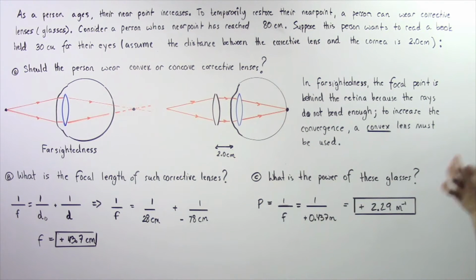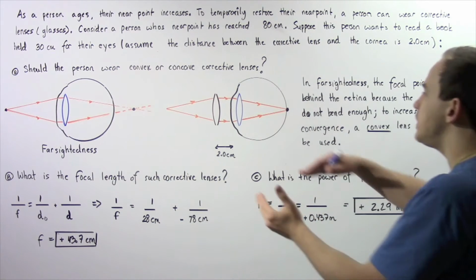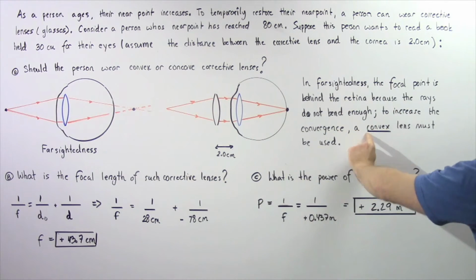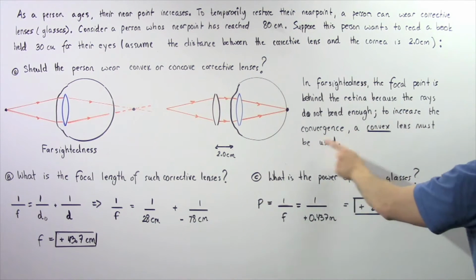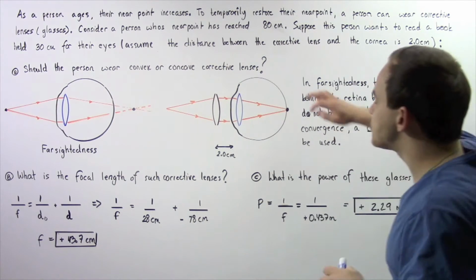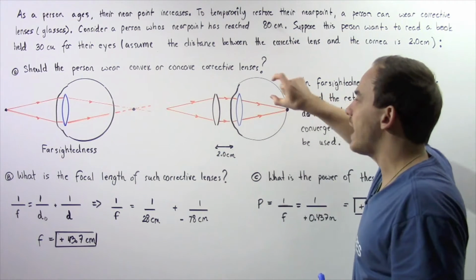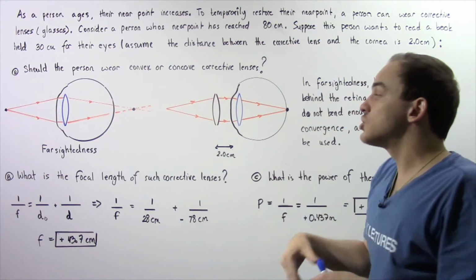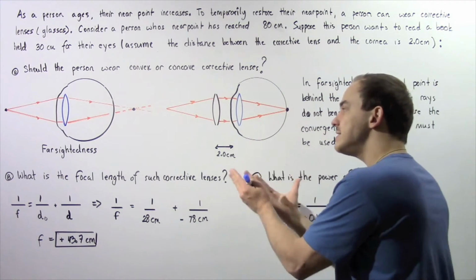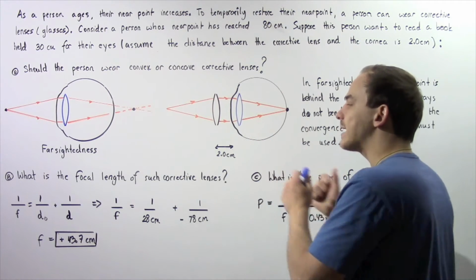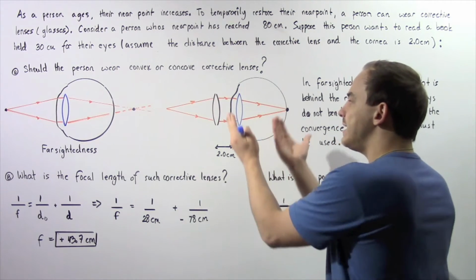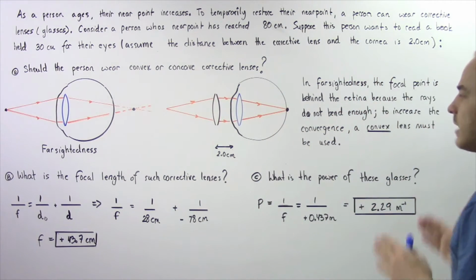So, in farsightedness or hyperopia, the focal point is found behind the retina because the rays of light do not bend enough. To increase the convergence of these rays of light, a convex lens must be used. So notice that the lens found inside the eye is also a convex lens. So we essentially have a system of two convex lenses. So we're combining these two convex lenses.